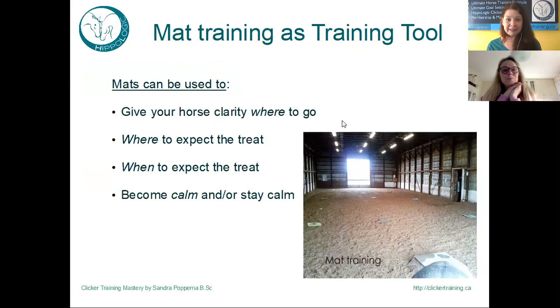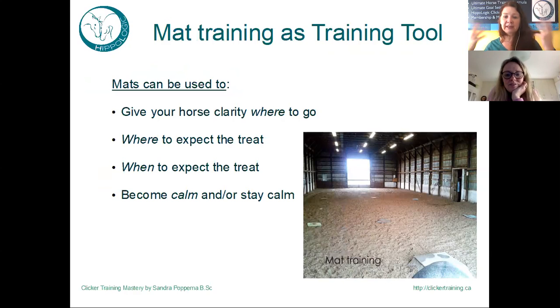A mat can be used to give your horse clarity where to go. It also gives your horse clarity where and when to expect the treat. Like in the example of going over a jump, you can expect the treat on the mat. And because the mat becomes reinforced by good things, by chewing, by eating, by fun things, it also becomes a safety blanket and a spot to become calm or stay calm.